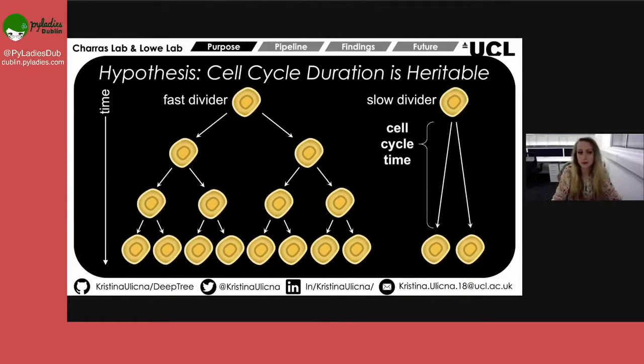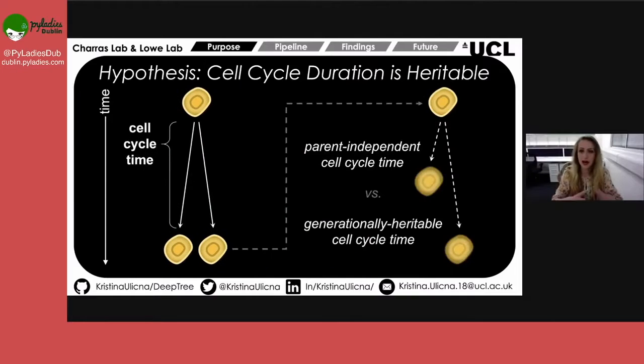So in cell populations, you have this phenomenon where you observe that some cells divide faster than others. And I effectively want to study the reasons why that is. Why do some cells divide fast and some cells divide very slowly? And whether this cell cycle time is heritable across multiple generations. This is summarized in the slide. What we're really trying to study is whether cell cycle time is parent dependent or parent independent, so whether the cell can regulate its timing irrespective of the parents.